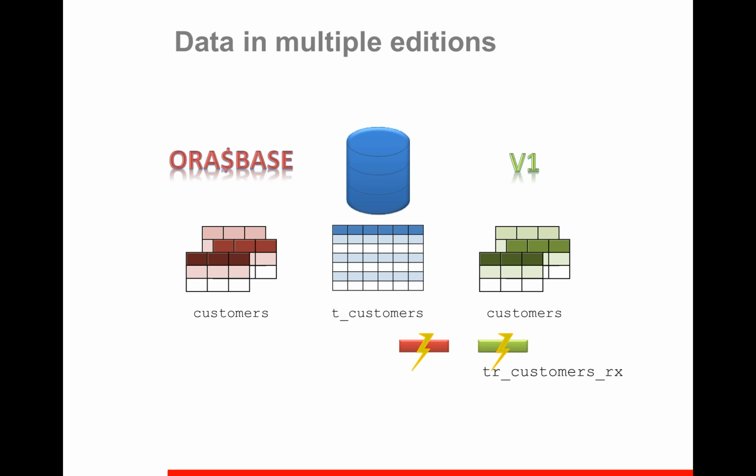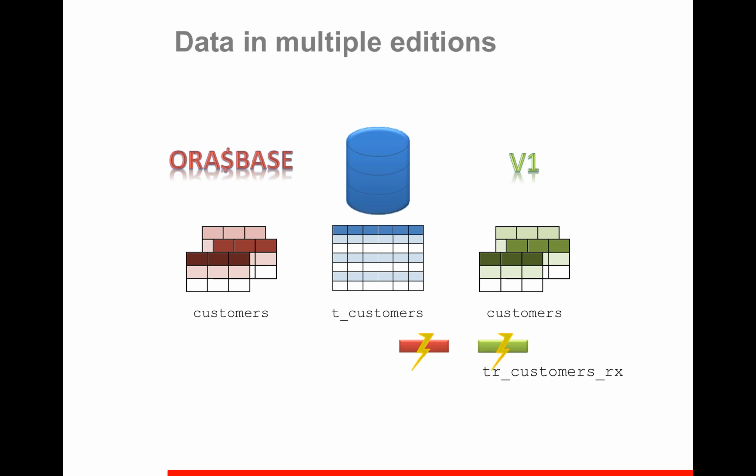And this is where cross-edition triggers come in. Cross-edition triggers make sure the data which is inserted in a certain edition gets changed. New fields are being filled up. All fields are being filled up when you're using a forward or reverse edition trigger.